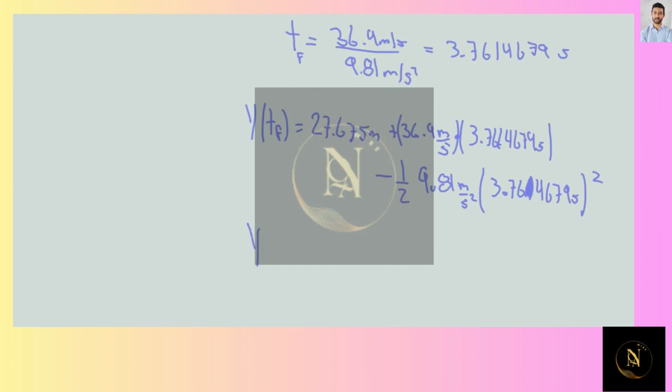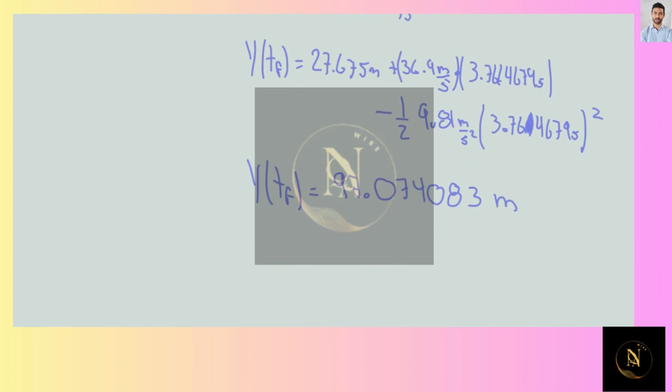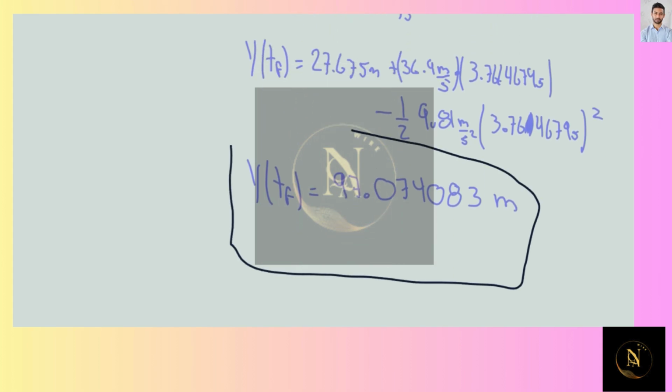So with this, the maximum height would be equal to 97.08083 meters. And this answer, you can cut it off with the corresponding number of significant digits required by the platform that you're employing or by your professor.